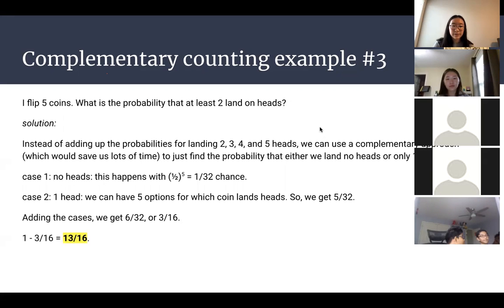Okay, just making sure you know how we got 32. We have 5 coins and each of them has 2 possibilities, tails or heads. So we just do 2 times 2 times 2 times 2 times 2, and that's 32 total possibilities.